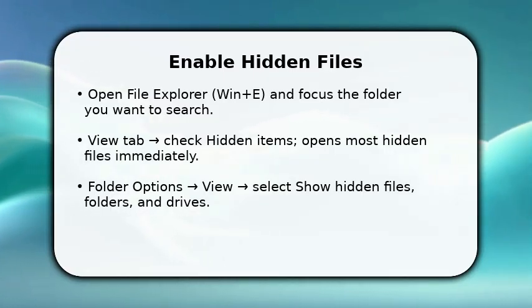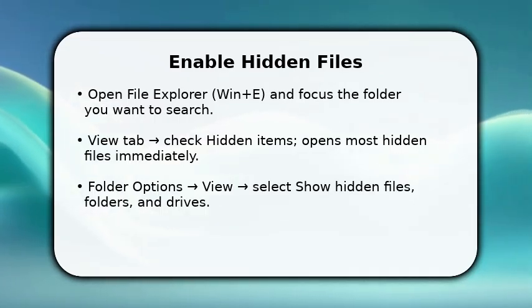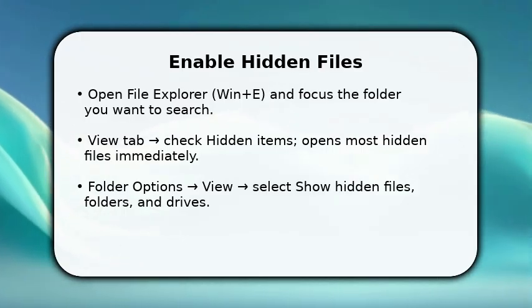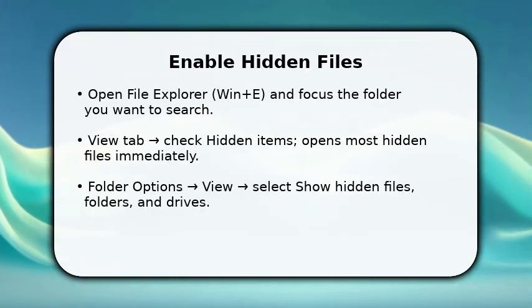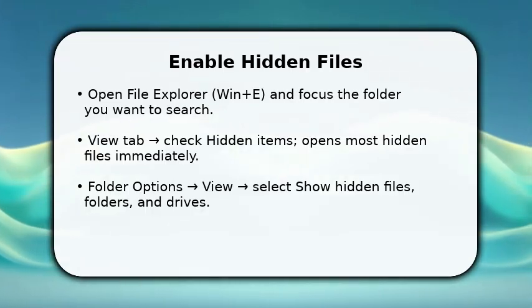Make sure to open Folder Options, switch to the View tab, and choose Show hidden files, folders, and drives. This ensures Explorer displays hidden entries consistently across sessions. After doing that, confirm changes and remain in the folder where you plan to search.